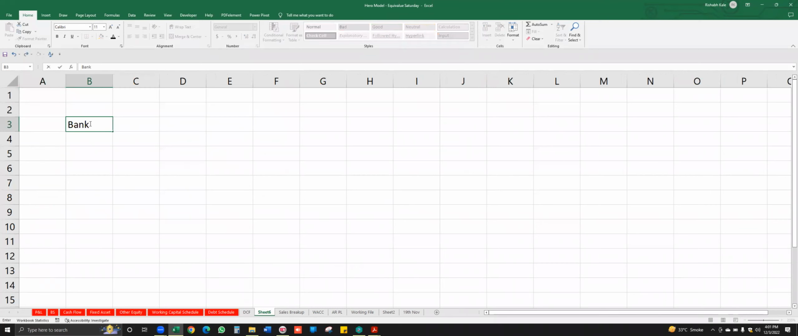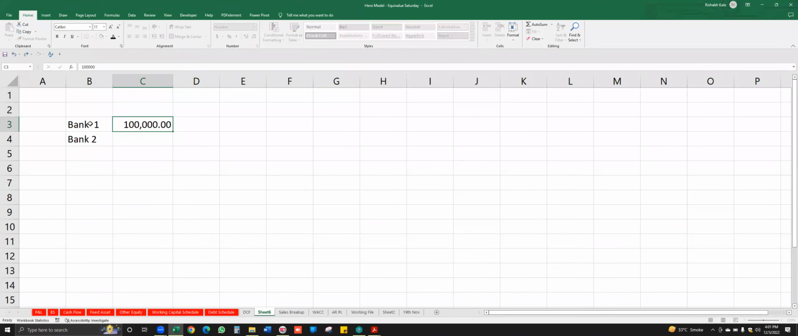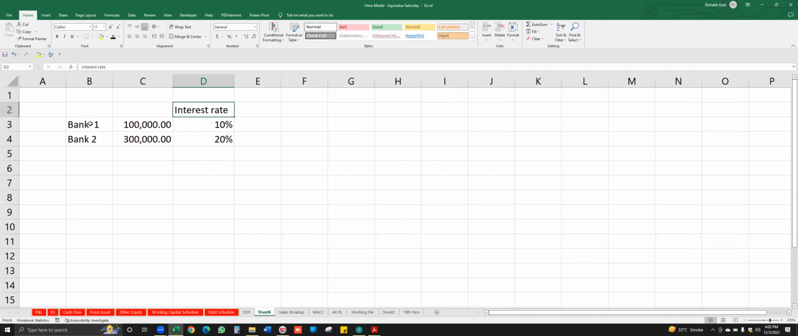Let us say you are taking a loan from bank one and bank two. From bank one, you took a loan of 1 lakh. From bank two, you took a loan of 3 lakh. If I say that the interest rates are 10% and 20%, what should be my average interest rate? I have to find my average interest rate. How will I find it? From bank one, I have taken a loan of 1 lakh.